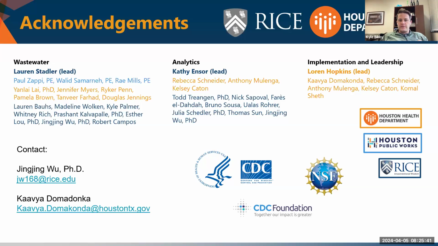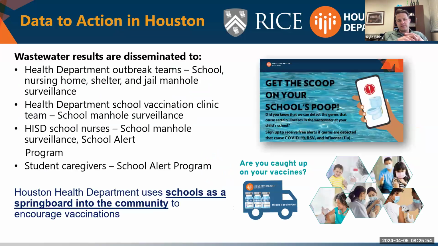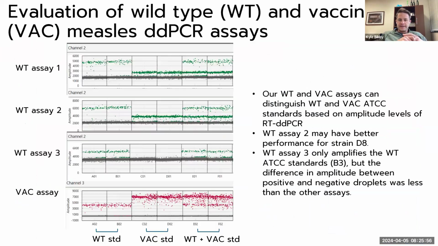Early on, this is for Jingjing, did you separate the supernatant and pellet? Were you afraid about losing some of the signal in the solids? And do you have a sense of what percent of the signal was in the solids?